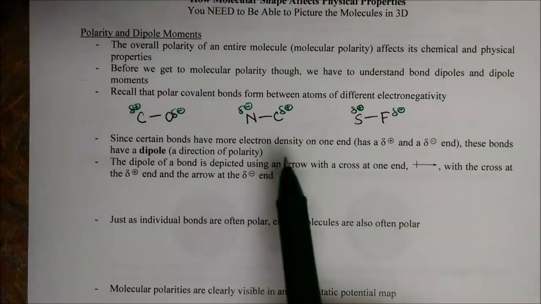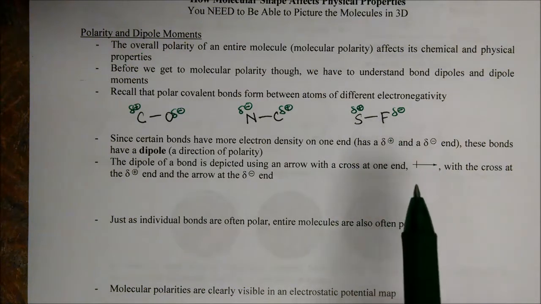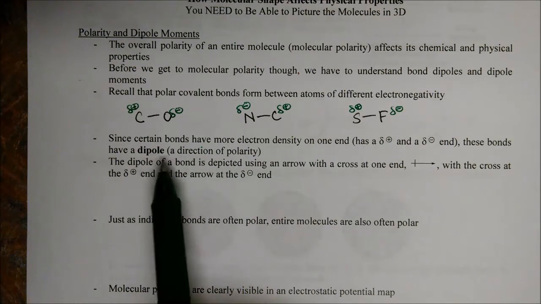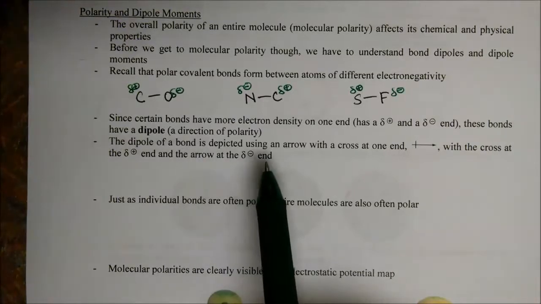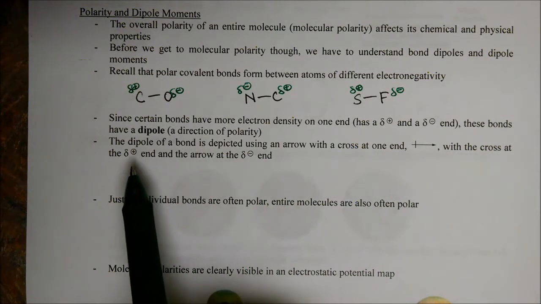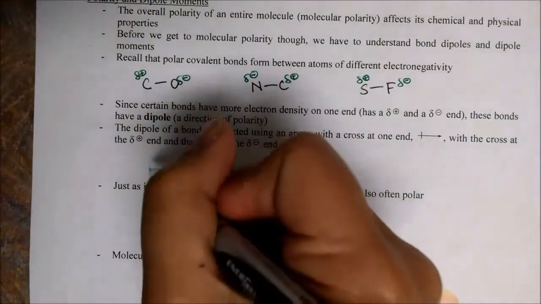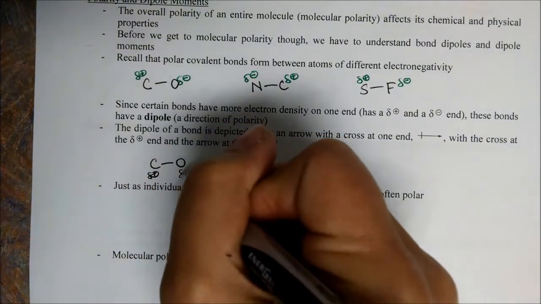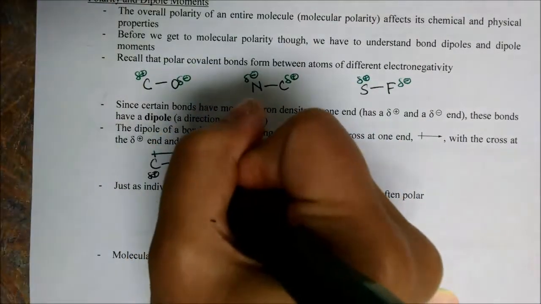And so, since we have more electron density on one end, as we've drawn, the partial negative is on one end, so it's pulling more electron density. These bonds have a dipole, okay? So we call this a dipole, and it's really just a direction of polarity. So the dipole of a bond is depicted using an arrow with a cross at one end, and the cross goes over the plus portion, the partially positive end, and then the arrow at the partially negative end. So for that carbon-oxygen bond that I just drew, it was partially positive over here and partially negative over here. So we would draw the bond dipole arrow like this.